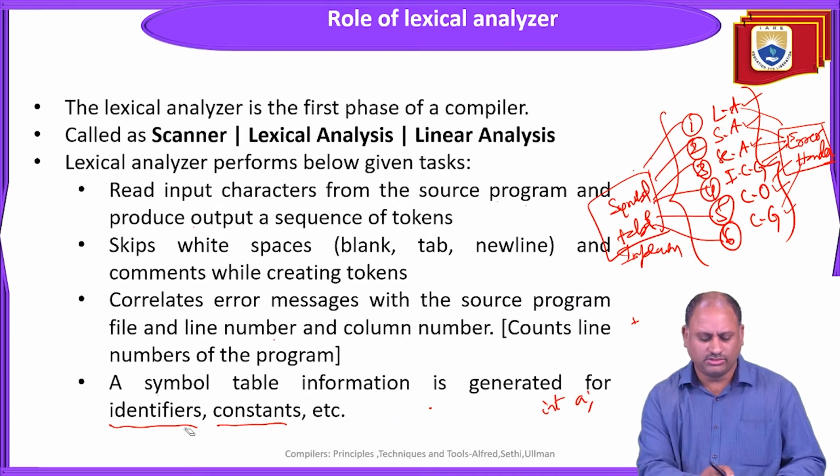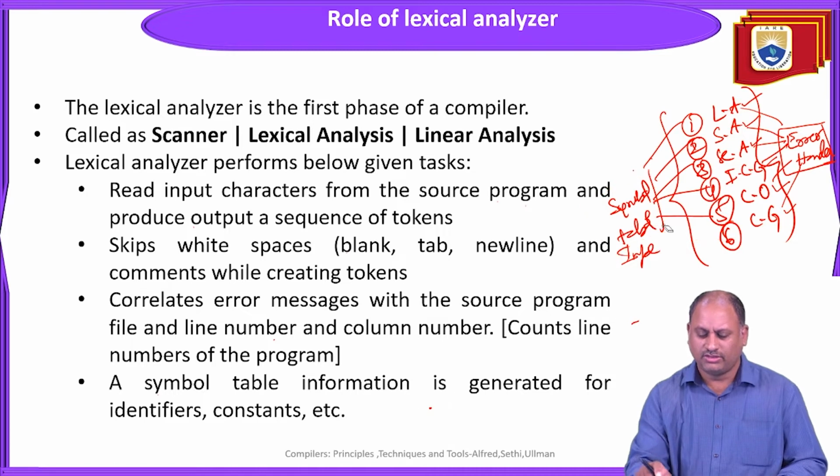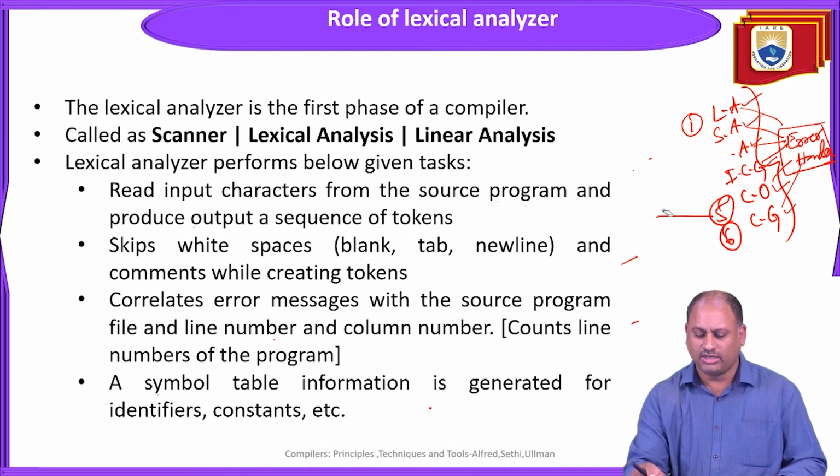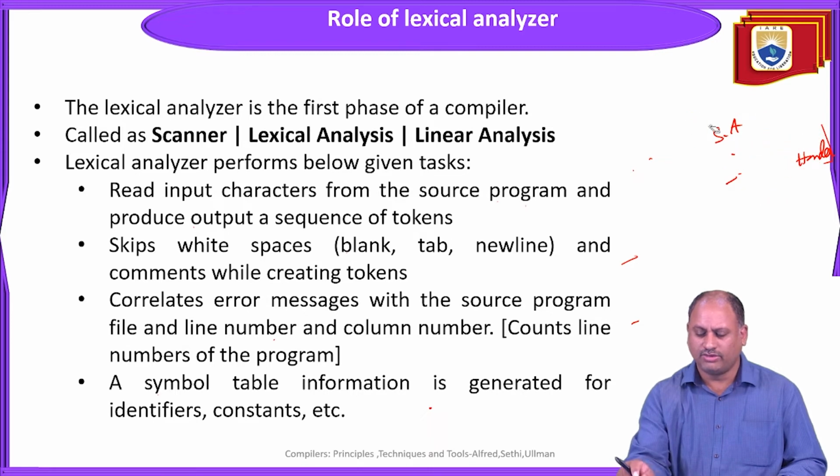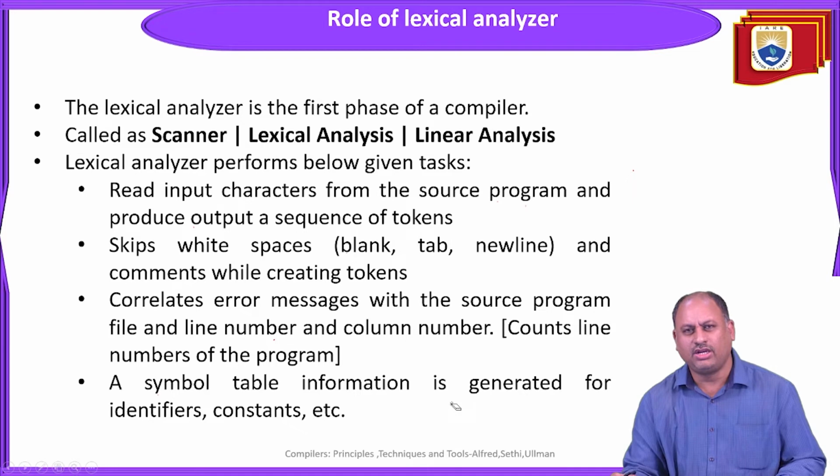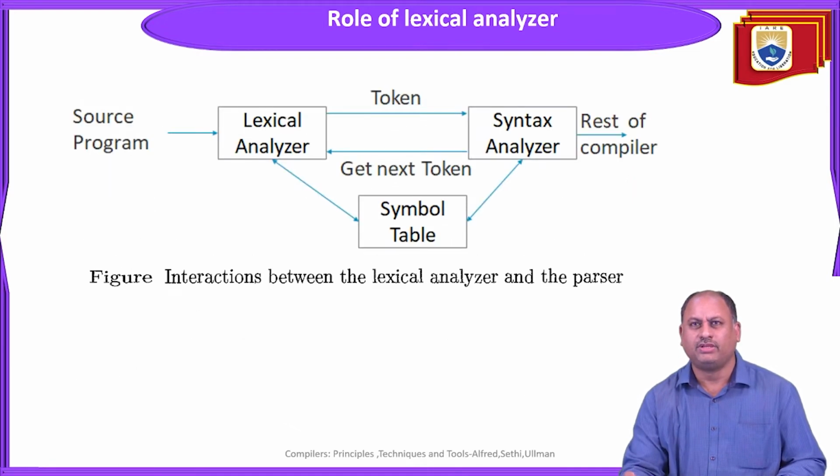So in this way, this information is required by both the symbol table and the error handler. The symbol table stores the corresponding identifier names, value names, and constant values, whereas the error handler is used to report the information.